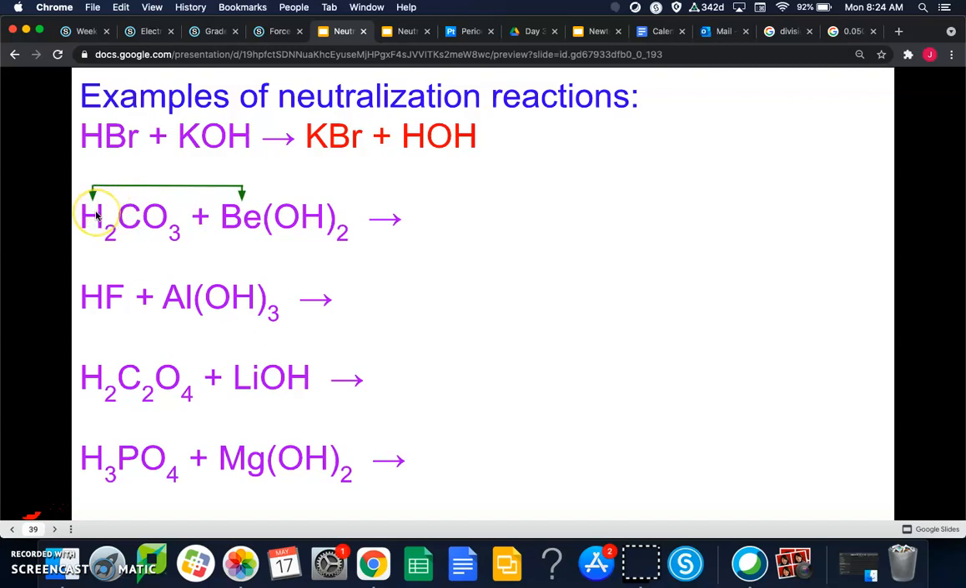Again, the hydrogen is going to switch place with the metal. In this case, that's beryllium. So we're going to get beryllium carbonate, so BeCO3. All this CO3 stays together. And then we're going to get HOH for our second product.